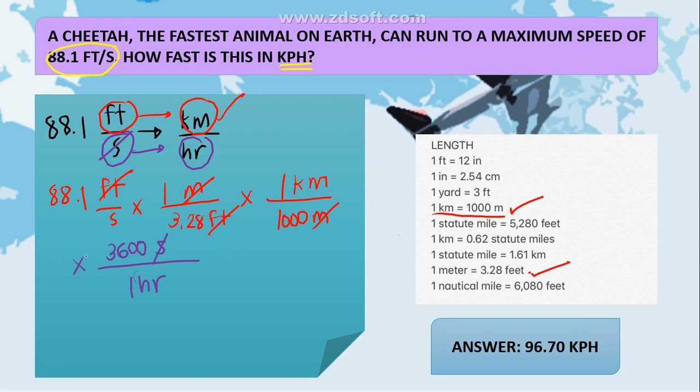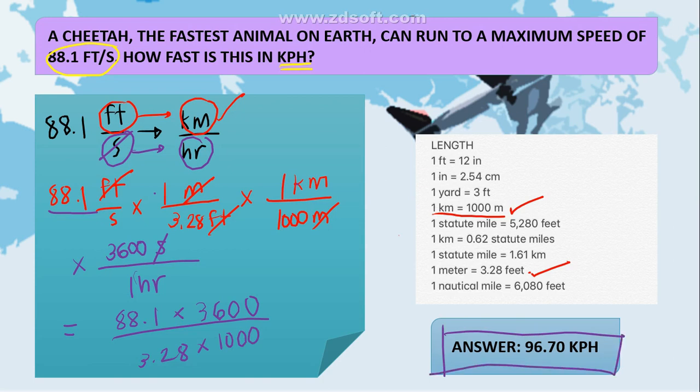Then, you can proceed to solving or multiplying lahat and dividing. So, since ito, 88.1 times 1 times 1 times 3,600 all over 3.28 times 1,000. So, magiging ganito siya. 88.1 times 3,600 all over 3.28 times 1,000. So, the final answer you will get is 96.70 kilometers per hour. So, this is how you use dimensional analysis in usual worded problems for conversion of units.